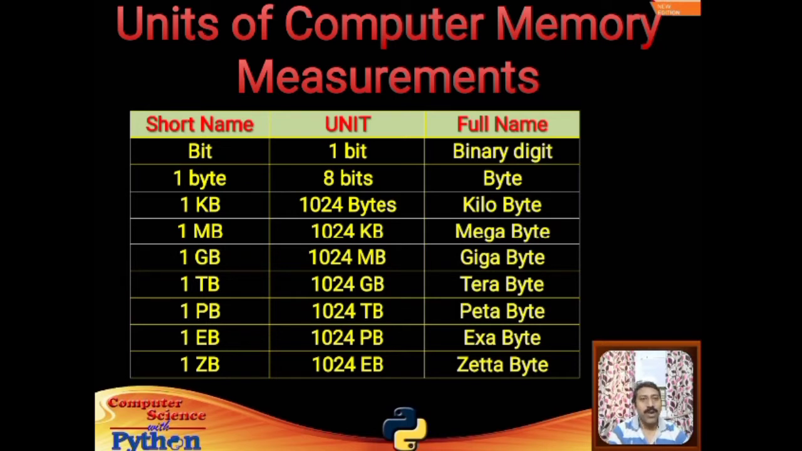2 GB equals how many bytes? 2 into 2 to the power 30. Like that you will write, no need to calculate at all. Likewise, 1 TB equals 1024 GB, 1 PB equals 1024 TB, 1 EB, which means exabyte, equals 1024 PB, and 1 ZB, which means zettabyte, equals 1024 EB. So the smallest one is the bit, and the highest one is the zettabyte, or ZB.